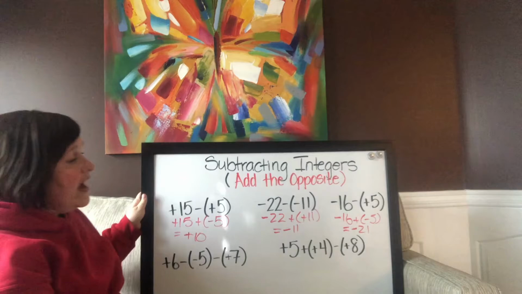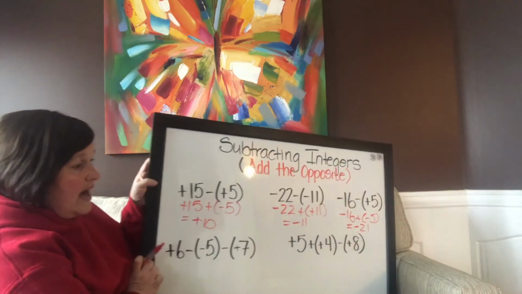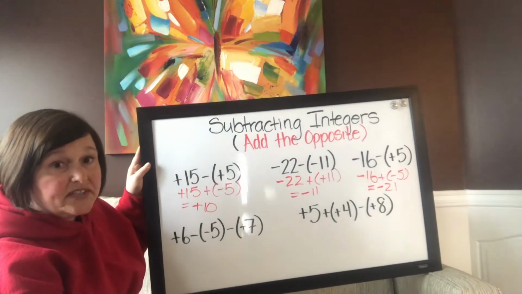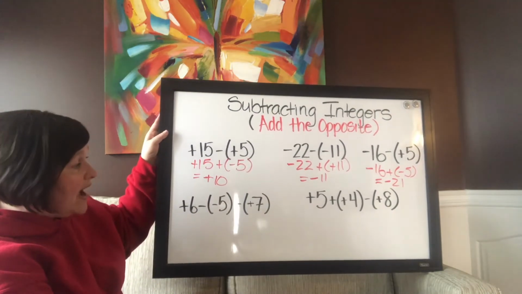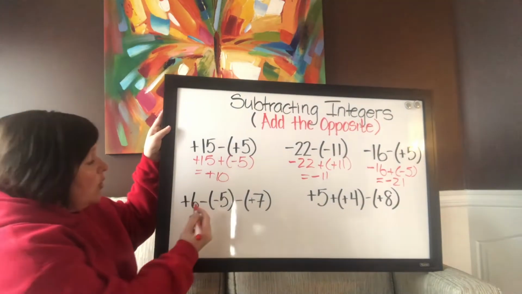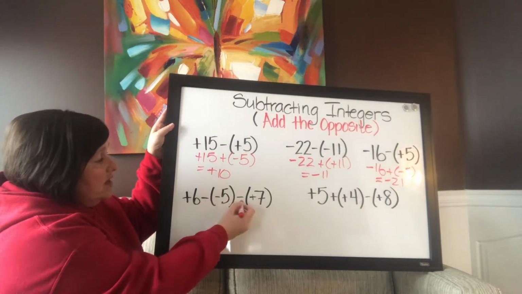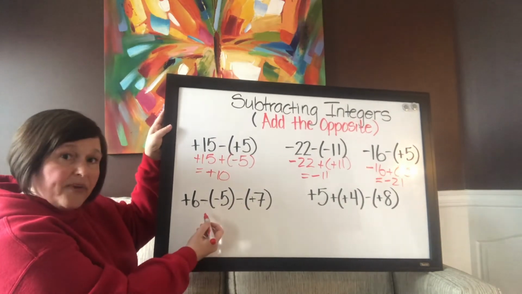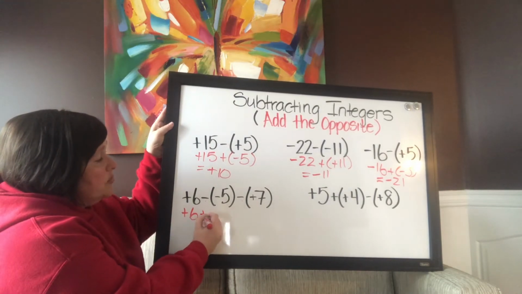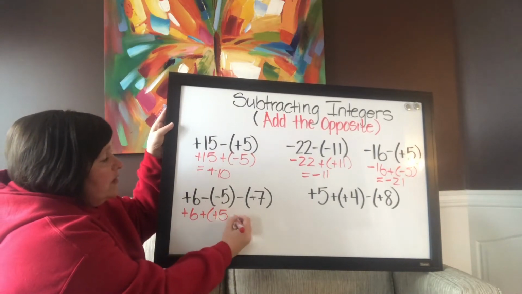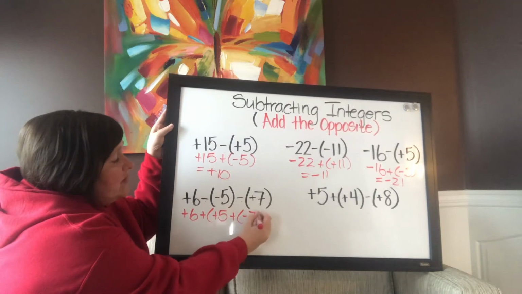Okay? Now, as we get into more difficult equations where we're using more than just two integers to add or subtract, we rewrite the whole question. So we take a look at the operators. In this one, the only operators are subtraction, so it becomes positive 6 plus positive 5 plus negative 7.